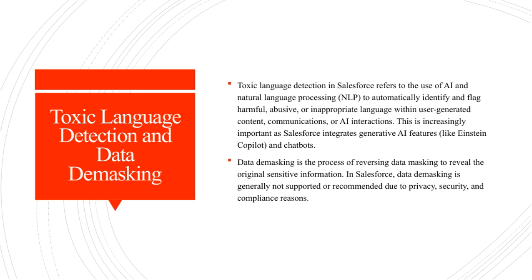So, in summary, toxic language detection helps us maintain a respectful environment as AI tools become more integrated, while data demasking is something we avoid unless absolutely necessary to safeguard privacy and security. This ties into our overall goal of balancing innovative AI use with responsible data management.